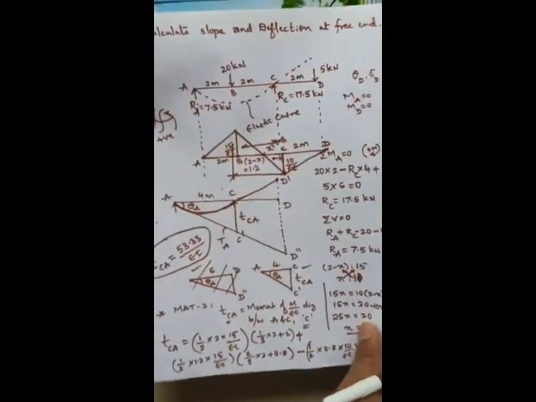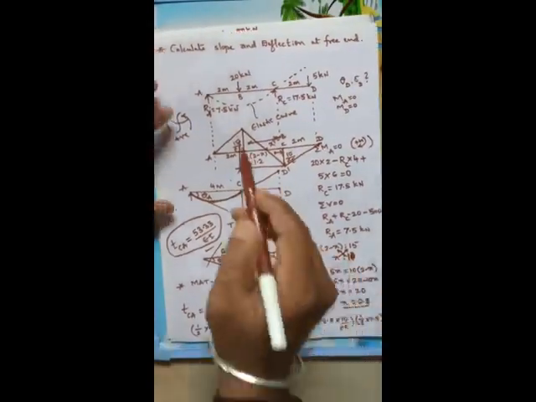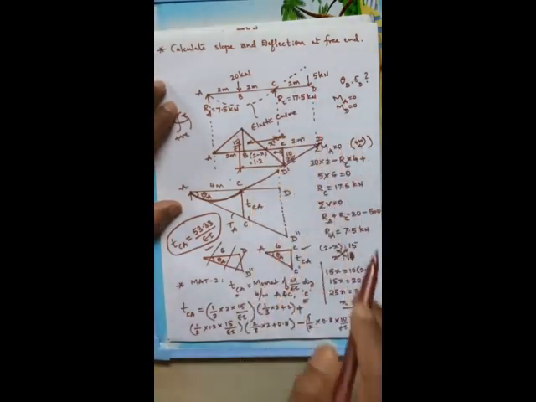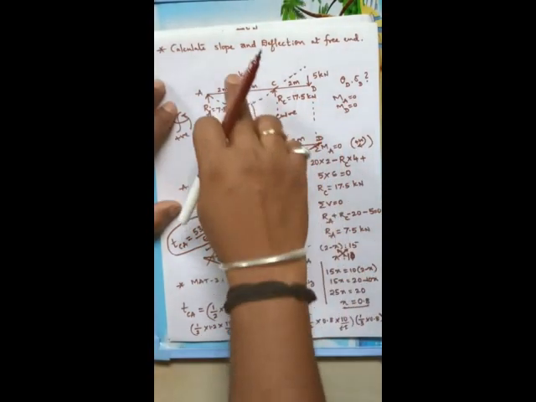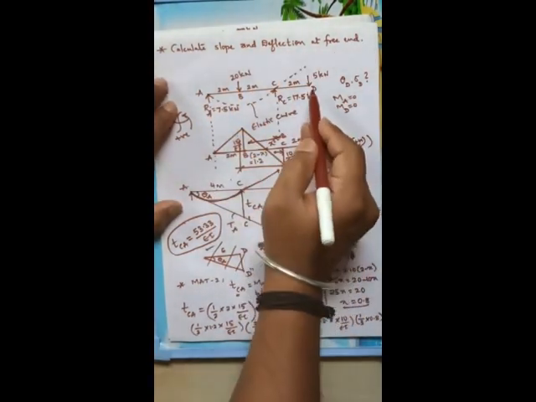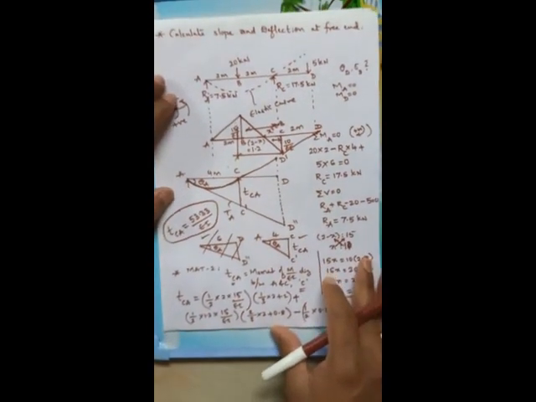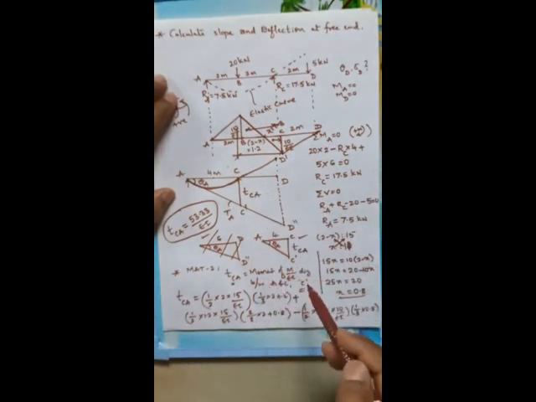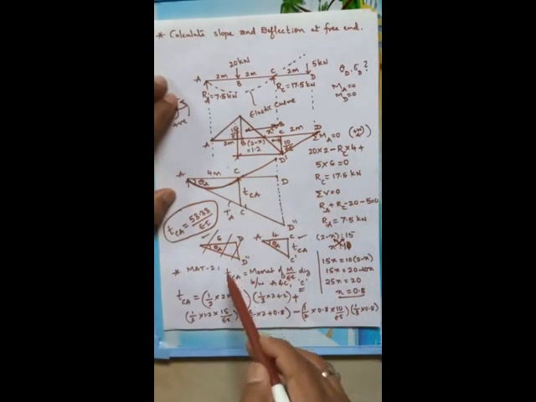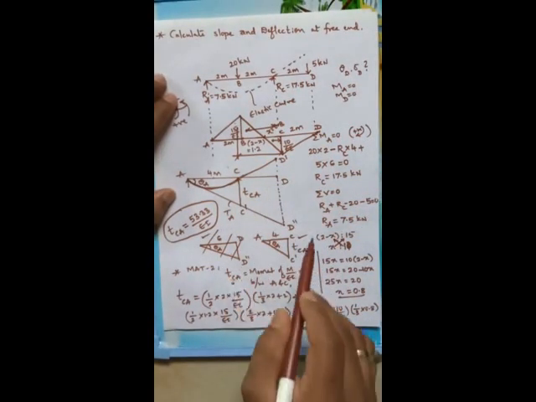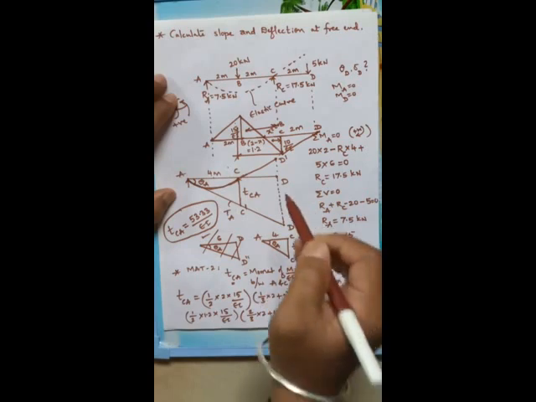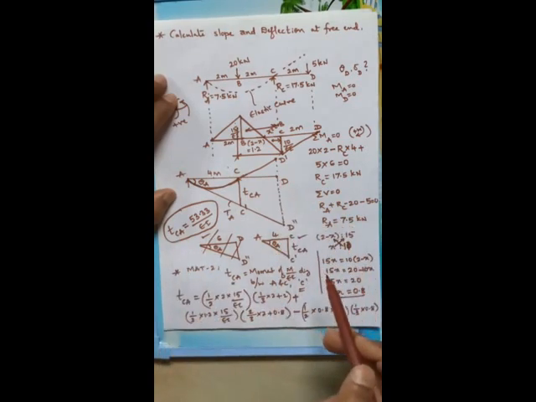So do this. Then one more, that is a simply supported beam with an overhanging portion, to calculate slope and deflection at the free end. This is a typical problem. Please go through this once again. Check all the calculations whatever we have written, then do it once again, so that you will be getting all the answers correctly.